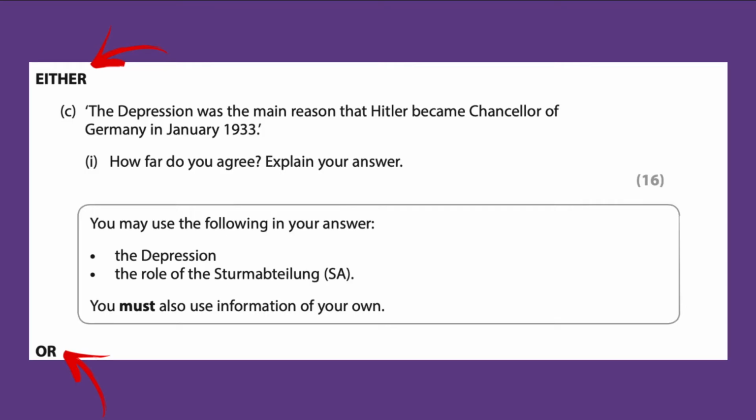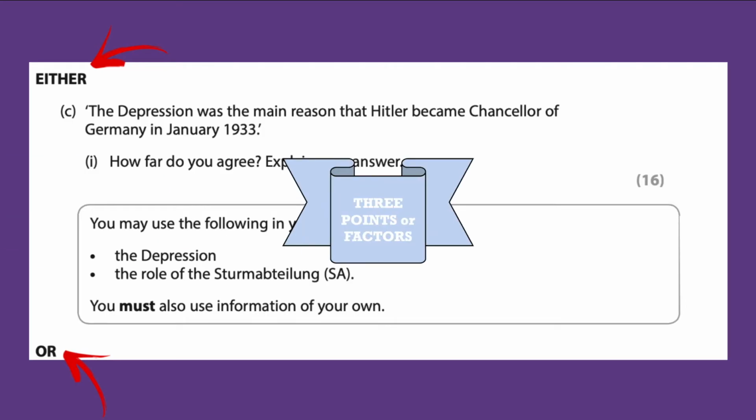So that's why it's good if you just take the 2 points that they've given you. You're not going to get lower marks for taking their suggestions. So just take 2 of the suggestions that they've given. So you take the Depression and the Sturmabteilung, and you also add another point, which could be anything. So in total, it should be 3 points or 3 factors or 3 reasons, whatever you want to call it. But in total, you should make sure it's 3.